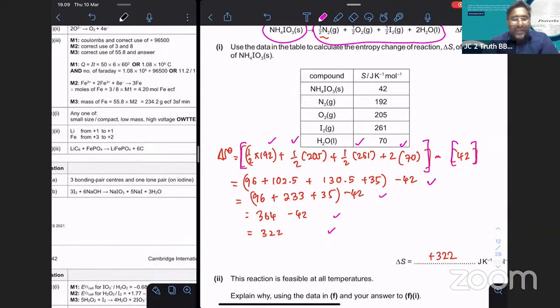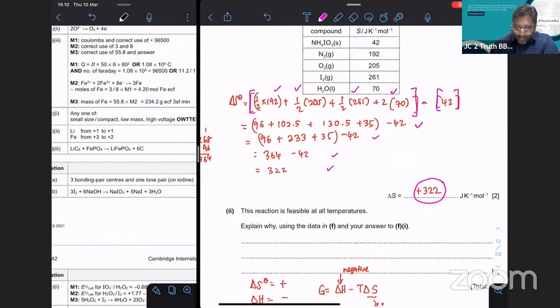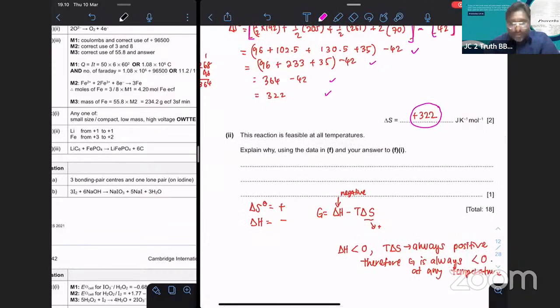So later, let's say they ask you to calculate Gibbs free energy and so on, you must be very careful. You need to change it into kilojoule later. But in this case, this is going to be plus 322 joule per Kelvin. Now this reaction is feasible at all temperatures. This one I already taught you.